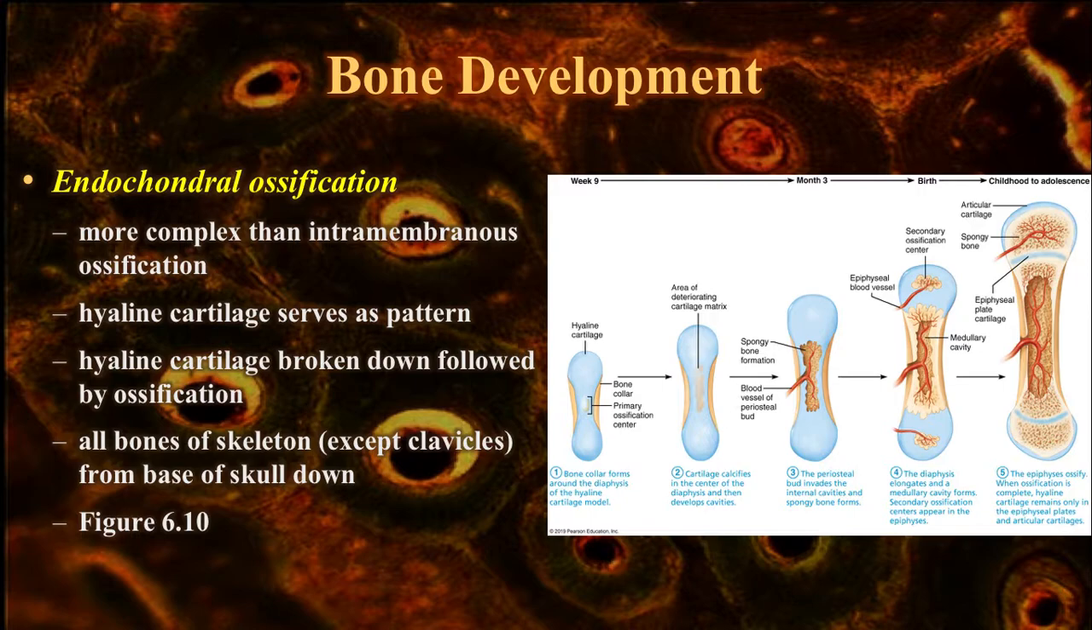Questions about this process? Start with hyaline cartilage, you break down the cartilage, and you fill it in with bone. The osteocytes come in and lay down the matrix, and then it's mineralized, and you have nice, hard, strong bones.